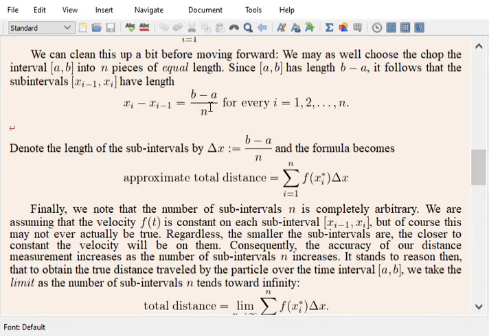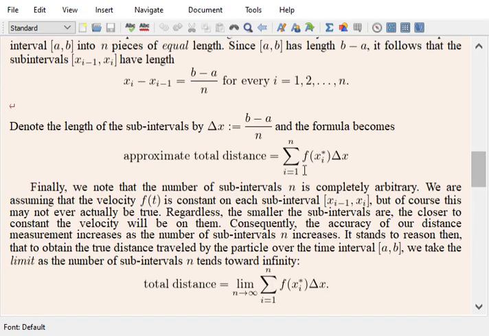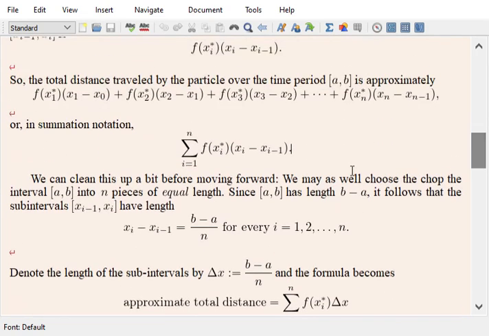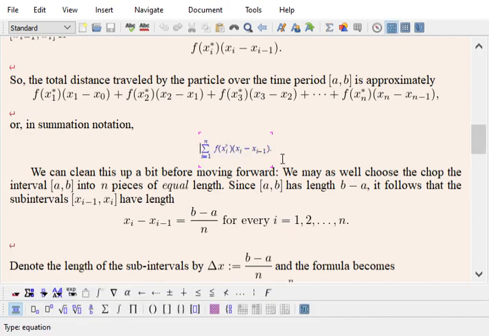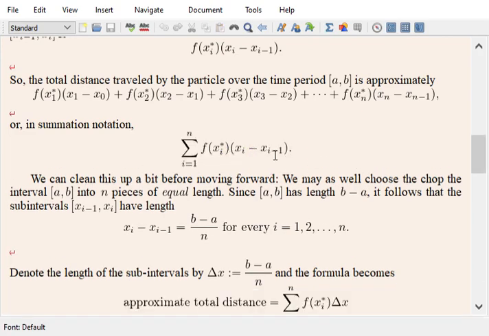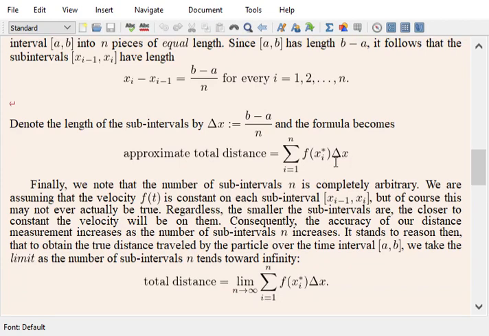So because the length of the subintervals is a constant now, let us denote that length by the symbol delta x. So delta x is defined to be b minus a over n. By the way, if you ever see me using this symbol, colon equals, that means by definition. So I am defining the symbol delta x to mean b minus a over n. In which case, the formula becomes slightly easier to look at. All of these lengths here have been replaced with the single length delta x.